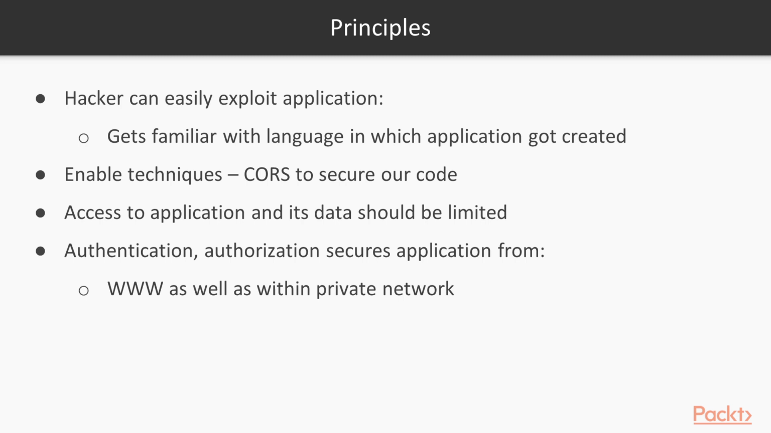A hacker can easily exploit your application if he gets familiar with the language in which the application was created. That's why we enable techniques such as CORS to secure our code. Access to the application and its data should be given to very limited people in your organization. A way of authorization secures your application from both the WWW as well as within your private network. All these factors, or as I would say, principles, drive us to create security-enabled applications. So here we have come to the end of this video.